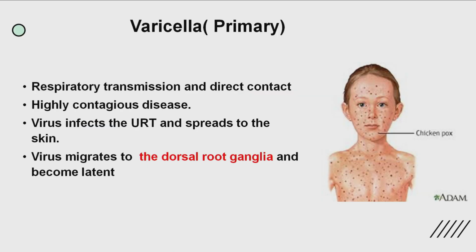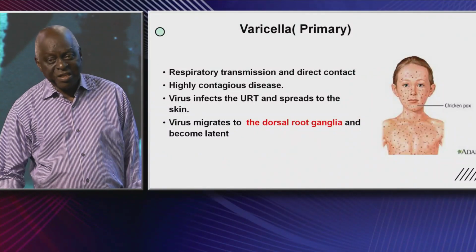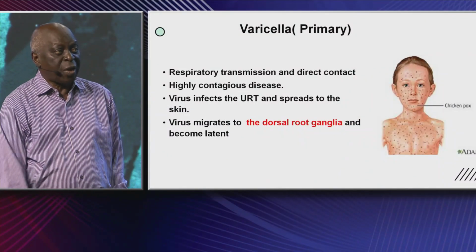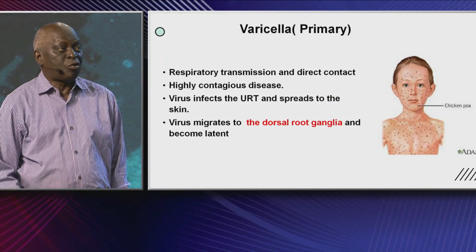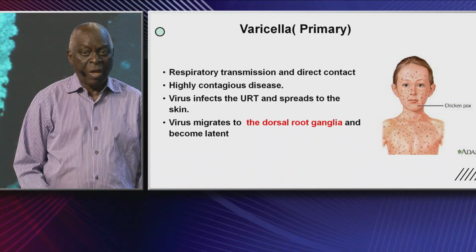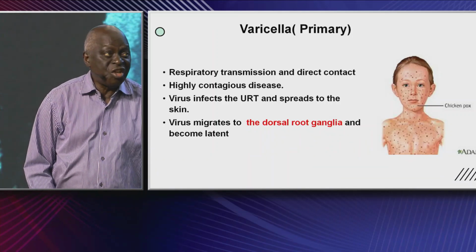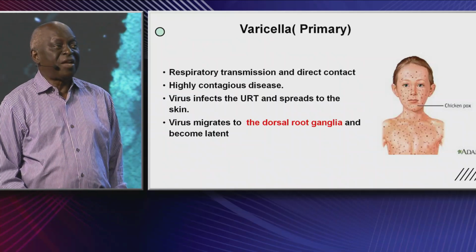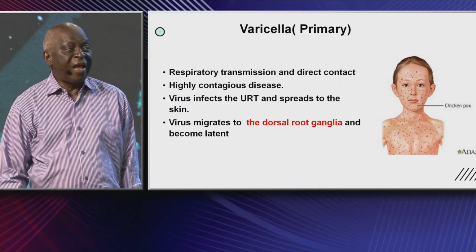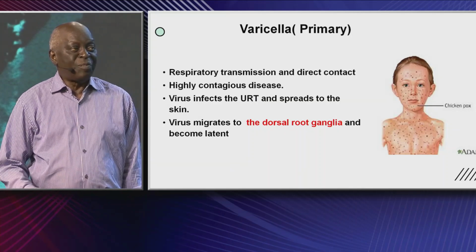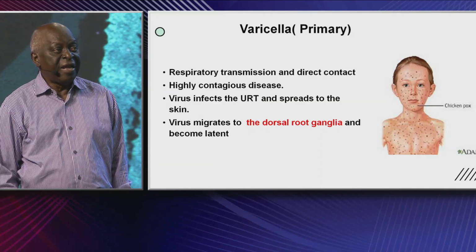Varicella zoster is the primary infection. And how is it transmitted? Varicella, which is the primary infection, which is the chickenpox actually, is transmitted through direct contact or through respiratory transmission, by inhaling, sneezing, and coughing. It's a highly contagious disease. The virus infects the upper respiratory tract and spreads to the skin. The virus migrates to the dorsal root ganglia, please know this, and becomes latent at that site. It becomes latent, it hides.